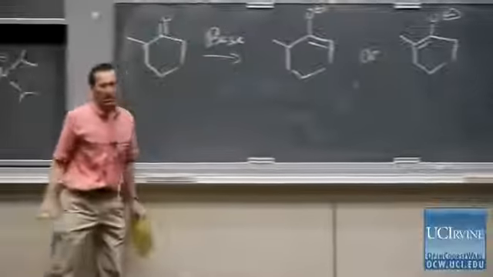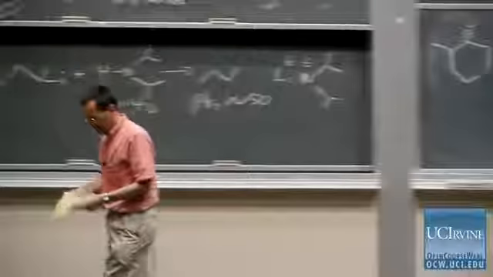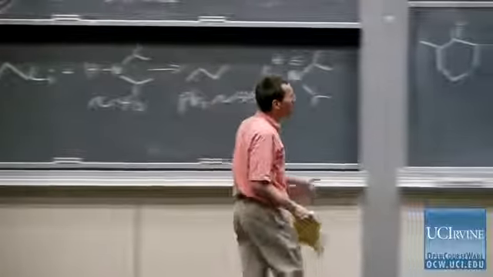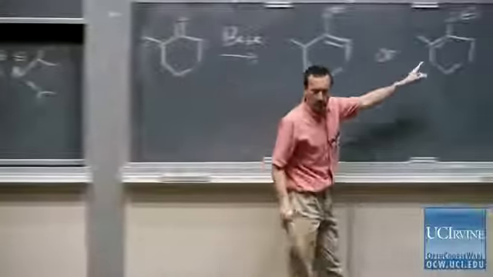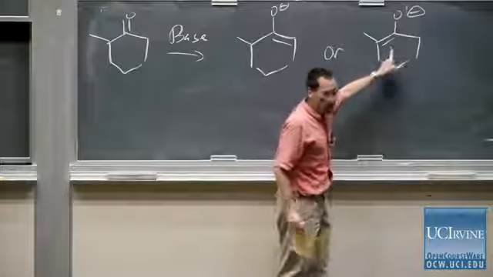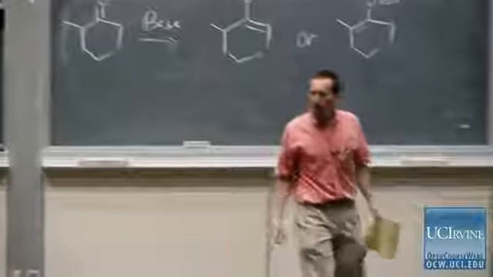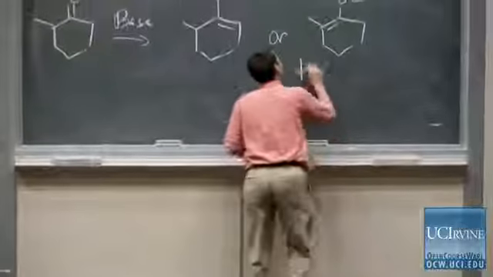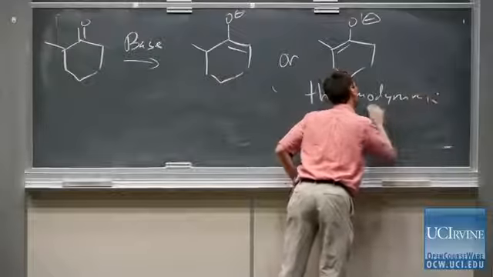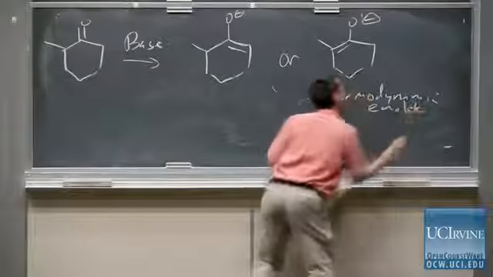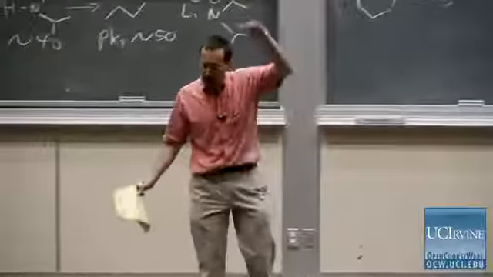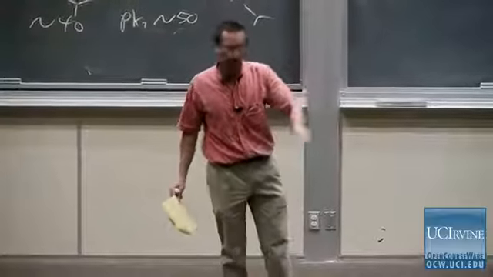The less substituted enolate or the more substituted enolate. Now, in general, we know that more substituted double bonds are more thermodynamically stable. The more substituted enolate is what we call the thermodynamic enolate. It's lower in energy. Among an equilibrium between the two enolates, it would form.